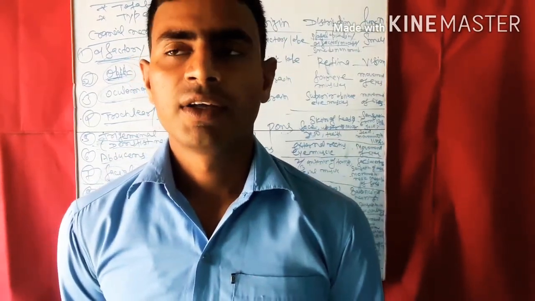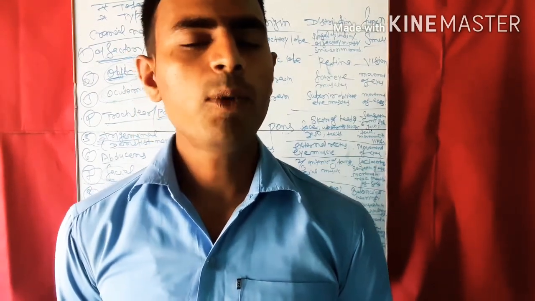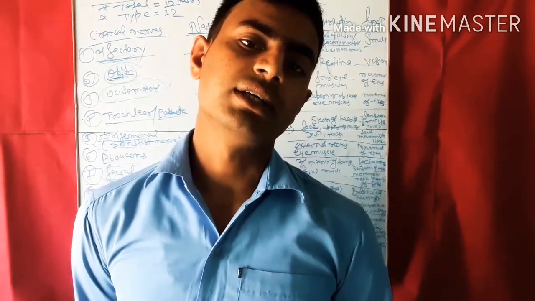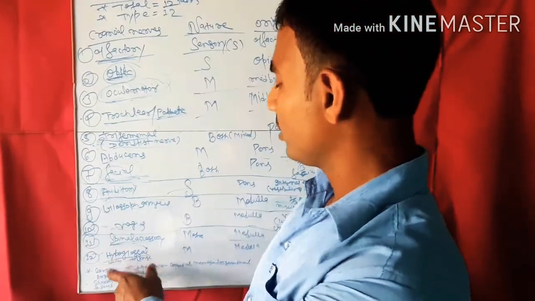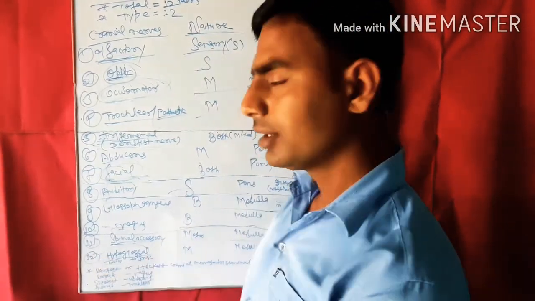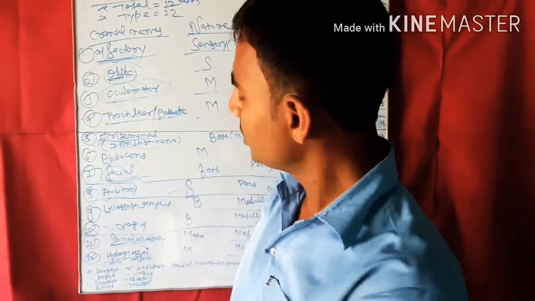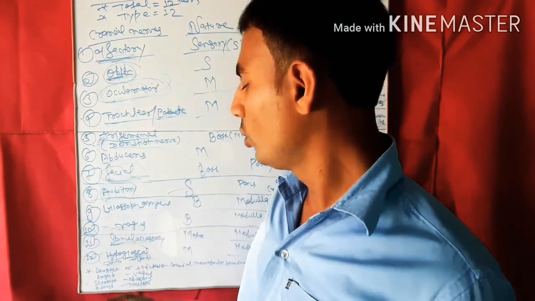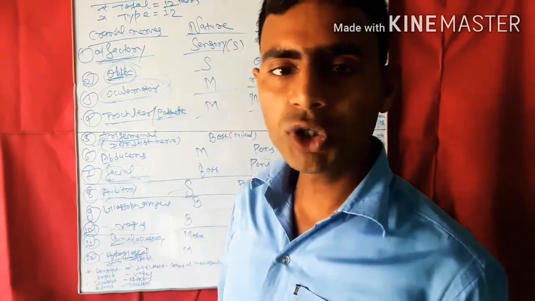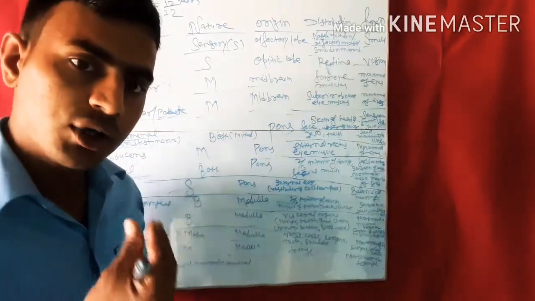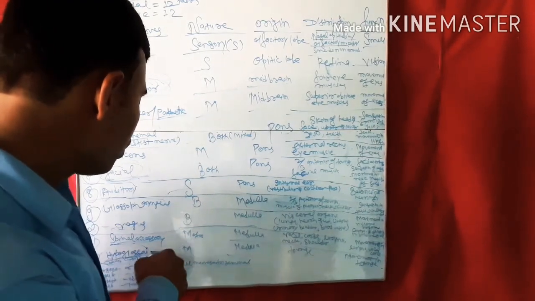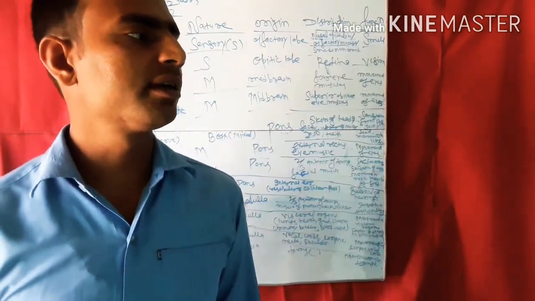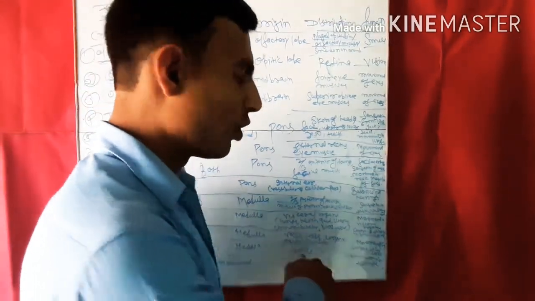And the last, the 12th, is the hypoglossal cranial nerve. You know that hypo means below and glossal means tongue. This means the hypoglossal cranial nerve is present below the tongue, and its nature is motor, and its origin is the medulla. Its distribution is in the tongue, because hypo means lower and glossal means tongue. So the hypoglossal cranial nerve is distributed in the tongue, and its function is movement in the tongue.